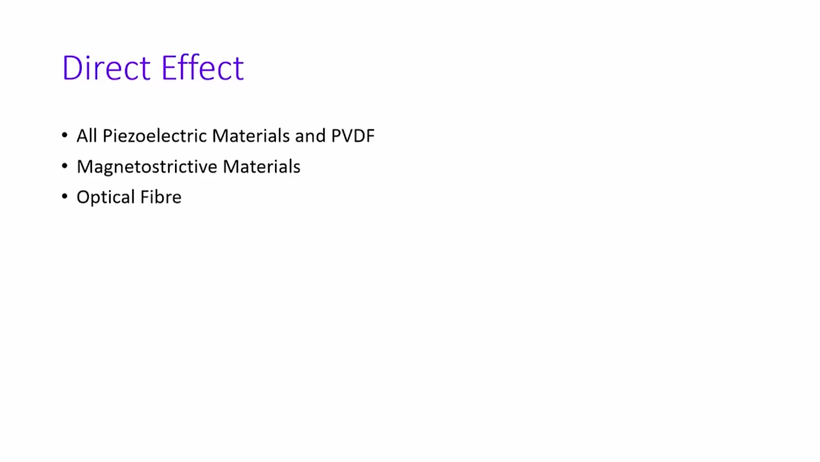Now, let us look into the direct effect, that means application of the stress creating the change, and what are the materials that can show this? Piezoelectric material and polyvinyl chloride. So, these are basically piezoelectric ceramics, I should say, and this is a polymer. And magnetostrictive materials, optical fiber, I have already talked about them.